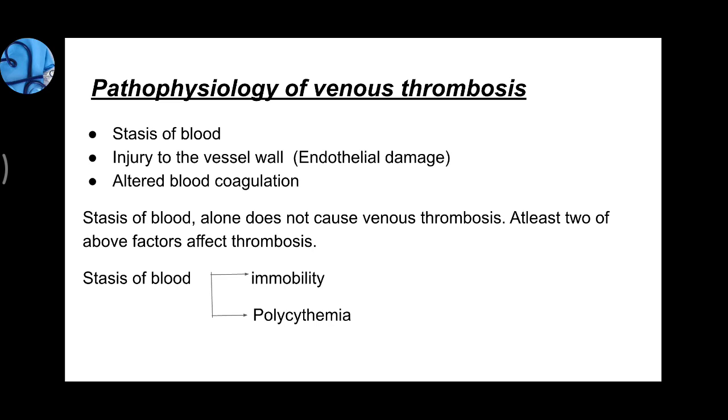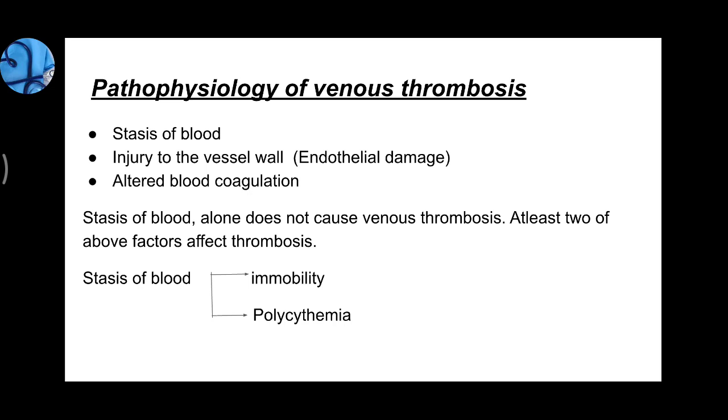Here it mainly affects three factors: stasis of blood, injury to the vessel wall, that means endothelial damage, and altered blood coagulation. Actually, stasis of blood alone does not cause venous thrombosis. At least two of the above factors should be present. Now let's focus on each factor one by one. Stasis of blood can be affected by immobility and polycythemia.